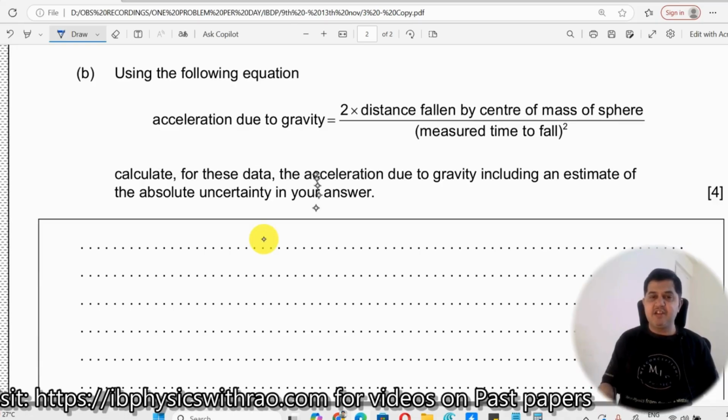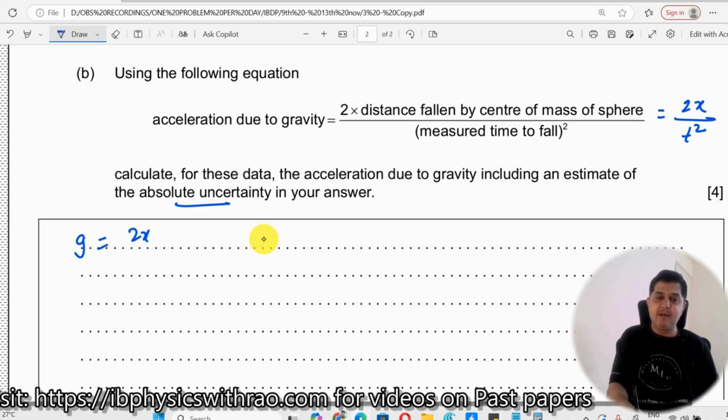Using the following equation, acceleration due to gravity equals 2 into the distance traveled by the center of mass, 2 into x divided by time squared. Calculate for this data the acceleration due to gravity, including an estimate of the absolute uncertainty. Find out the absolute uncertainty also. So what I will write is g is equal to 2x by t square. Write this and substitute all the values.